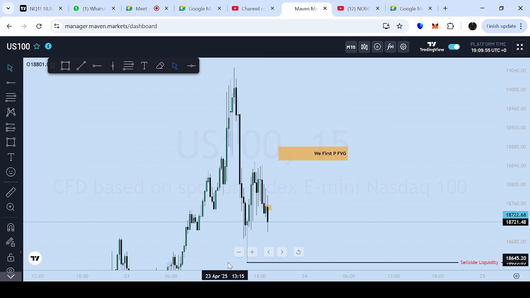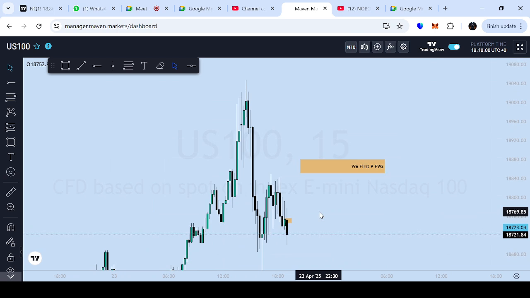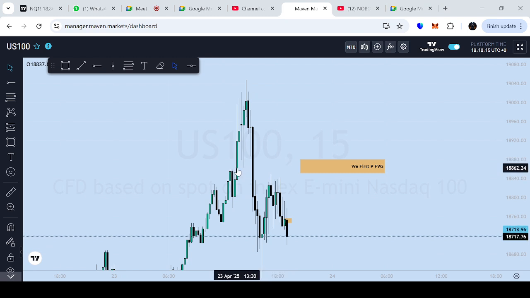So how do you identify the first fair value gap presented from 9:30 a.m.? You look out for the first fair value gap after 9:30 a.m. If you look below my screen, you will see this 1:30, that's our own time, but 9:30 New York time. So that's the first fair value gap.